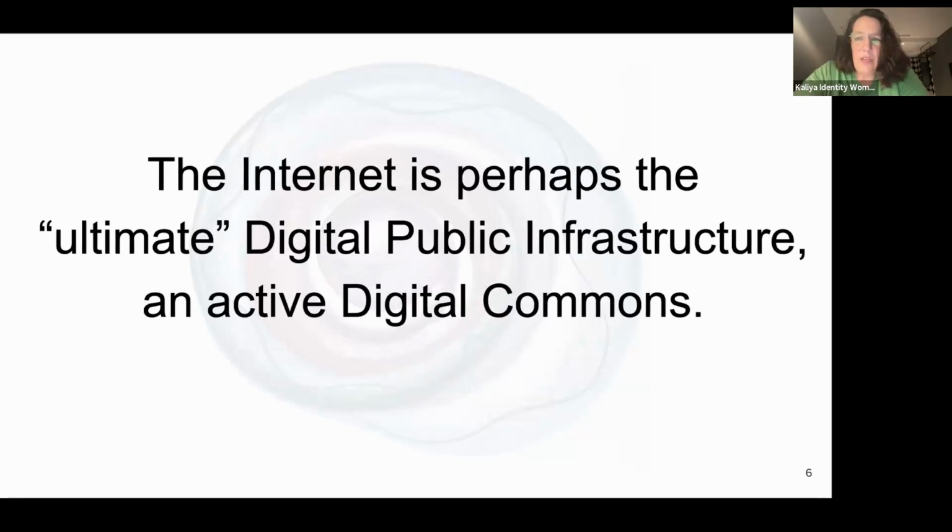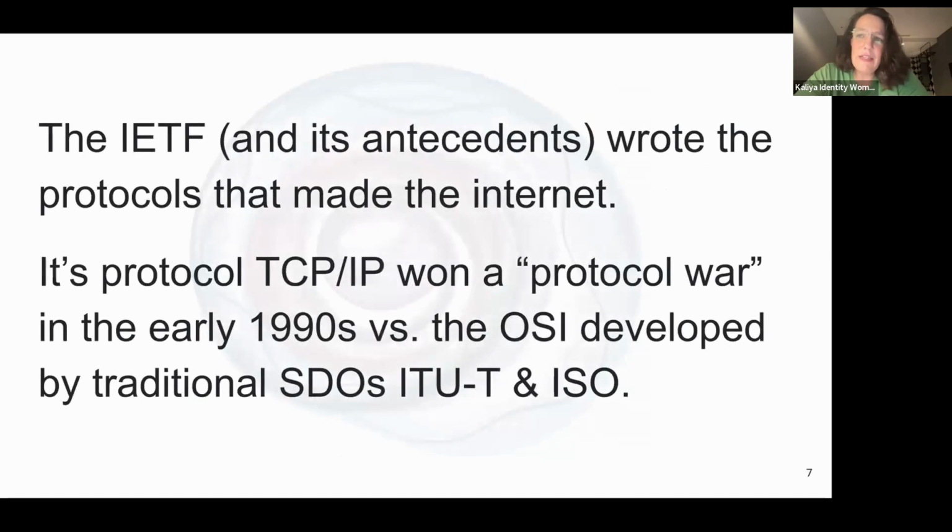So the internet is perhaps the ultimate digital public infrastructure and is an active digital commons. And the IETF, the Internet Engineering Task Force, and its antecedents wrote the protocol that made the internet. Its protocol, TCP/IP, won a protocol war in the early 90s versus a competing set of protocols called OSI, Open Systems Interoperability, developed by traditional SDOs, in particular the International Telecommunications Union and International Standards Organization. And this protocol war happened before the World Wide Web. So most people don't even know about it or what that choice means for what technology we have today.